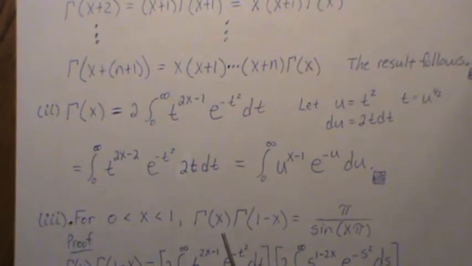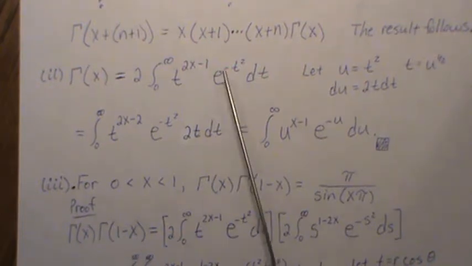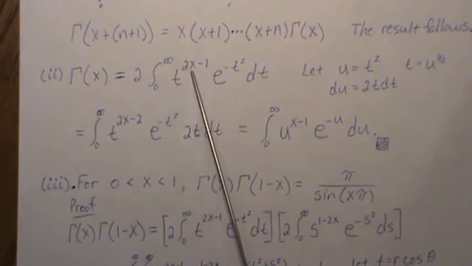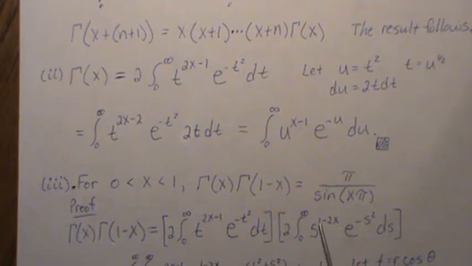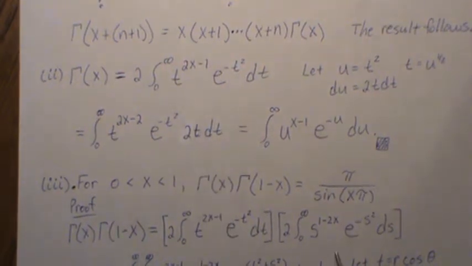So point 3, this is for x between 0 and 1. We want to show this result. Gamma of x times gamma of 1 minus x is equal to this, pi over sine of x times pi. Well, let's start with gamma of x and gamma of 1 minus x. So from part 2, this is equal to this, and from part 2 this is equal to this, but we're plugging in 1 minus x right here, which is why we have 1 minus 2x.